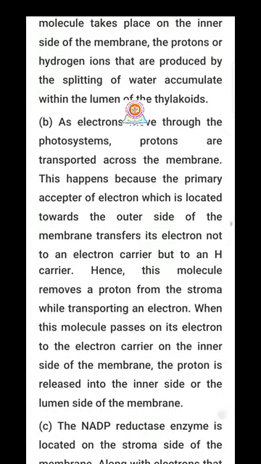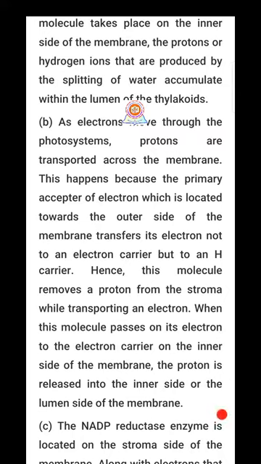When this molecule passes on its electron to the electron carrier on the inner side of the membrane, the proton is released into the inner side of the lumen, or lumen side of the membrane. How is the proton gradient produced?